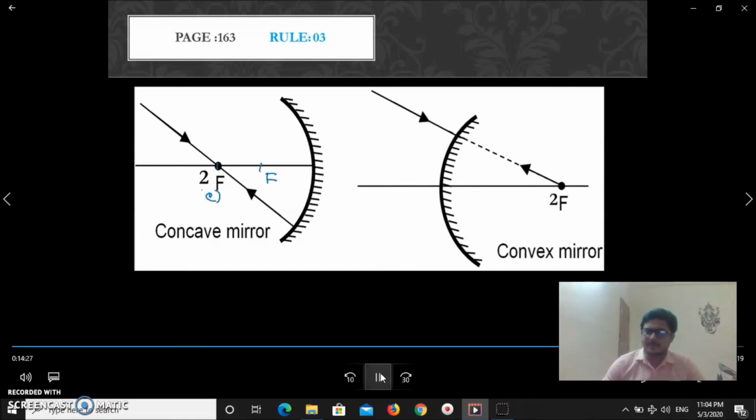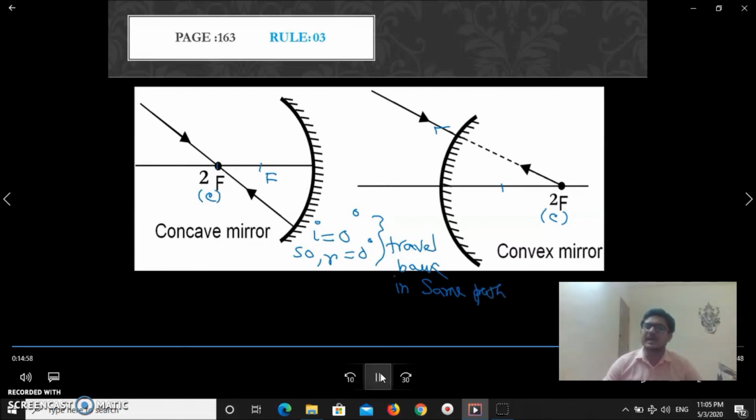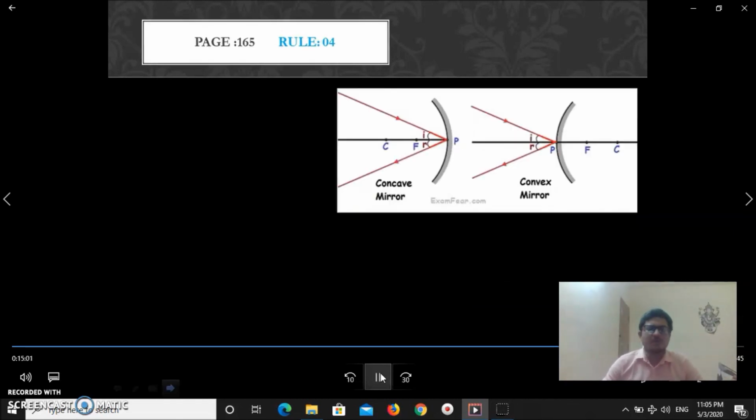Now, the third rule, it's easy. If any ray is passing through the center of curvature or coming towards the center of curvature, then it will return back the same way. Why does this happen? Because any ray coming from the center of curvature is perpendicular. So I equals 0. That means R will also be 0. So physically it means the ray will travel back the same way. Clear?